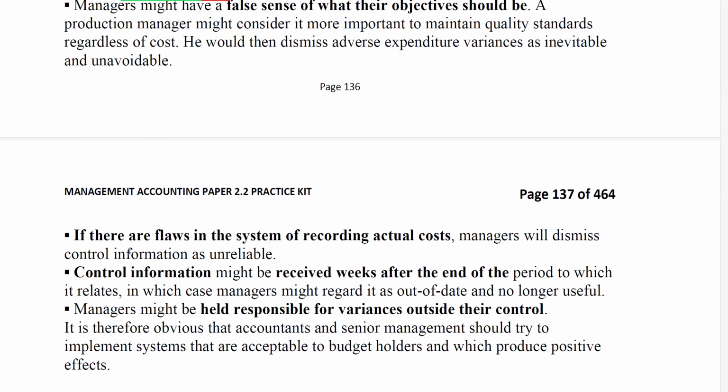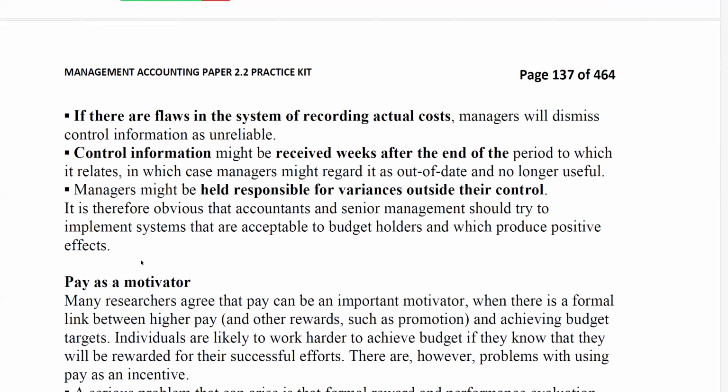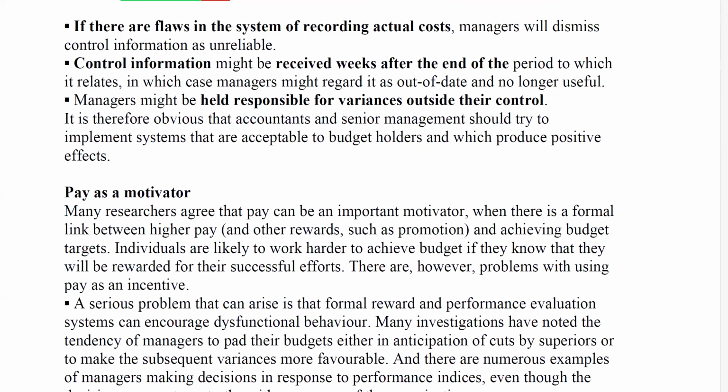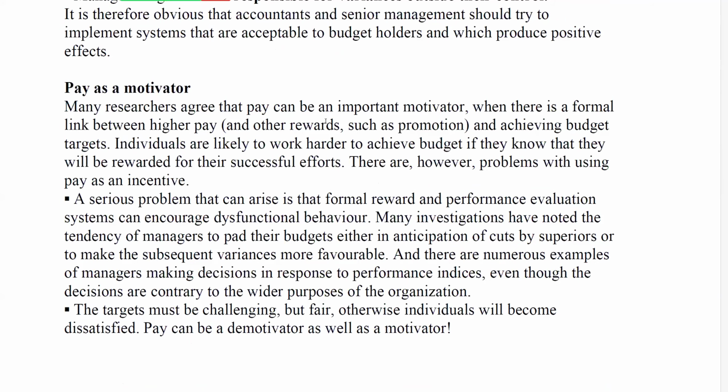So the last thing we have to talk about is pay as a motivator. Now, many researchers agree that pay can be an important motivator. When there is a formal link between higher pay and other rewards such as promotion and achieving budget targets, individuals are likely to work harder to achieve budgets if they know that they will be rewarded for their successful efforts. There are, however, problems with using pay as an incentive.